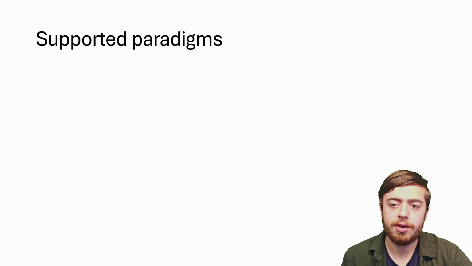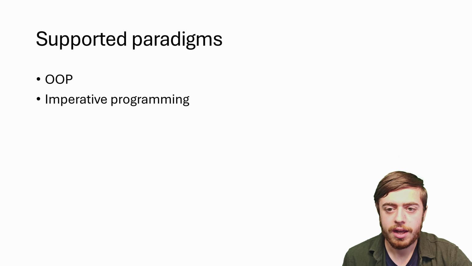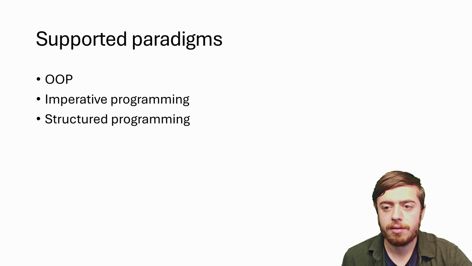Vala supports multiple paradigms. Vala supports object-oriented programming as its primary paradigm, but it also fully supports imperative programming since it compiles to C. It also supports structured programming concepts like exception handling, conditional statements, and foreach loops. Vala also has some functional features like lambda expressions.